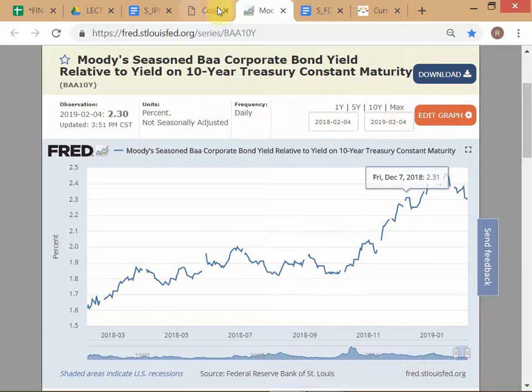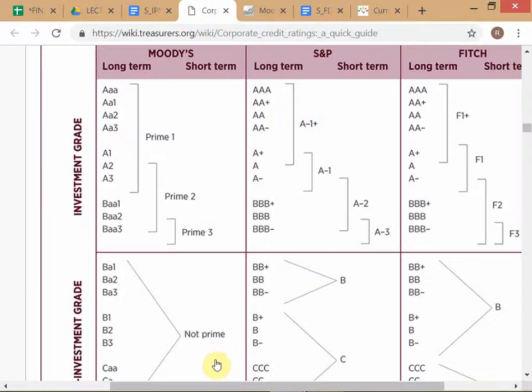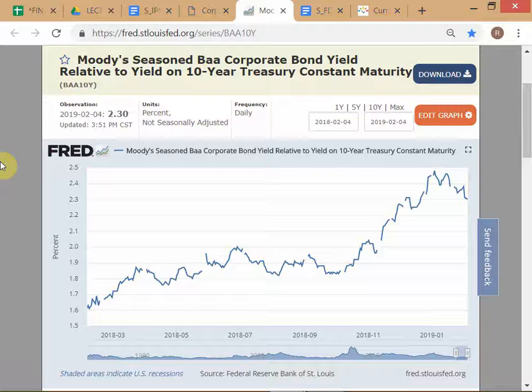In the last 1 year, we noticed that BAA, first of all, let's be clear what BAA is. BAA is junk or not junk? Not junk. BAA is the aggregation of these three. So it is just above junk. It is borderline, but it is actually investment grade. So this is moving up.